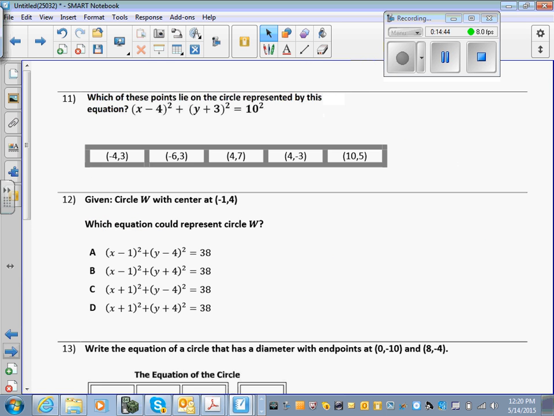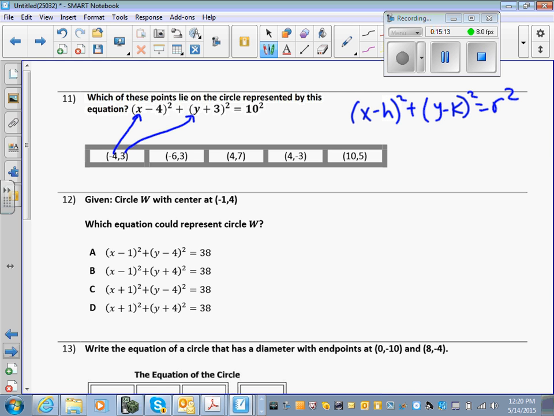All right, number 11 is an equation of the circle. This should be an easy one because they would give you the formula in the formula sheet, equals radius squared. So the first question is asking which of these points lie on the circle represented by this. Since they already gave you the equation of the circle, what you need to do is replace -4 and +3 here and see if that gives you 10 squared, which is 100.